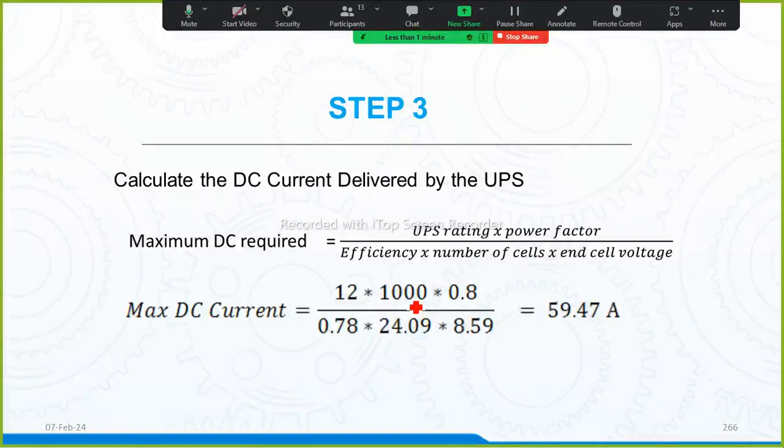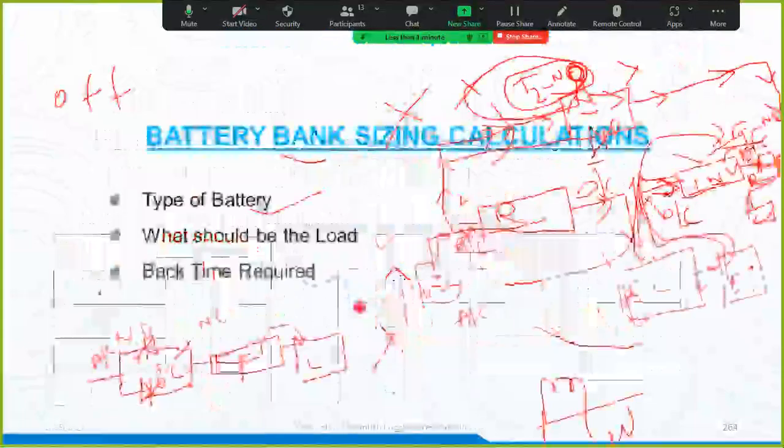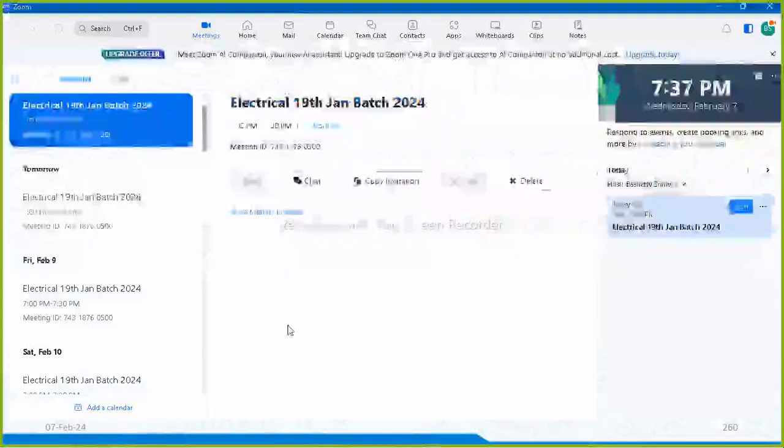Here I'm calculating the DC current delivered by the UPS. Why do I need to calculate the DC current delivered by the UPS? Because that UPS which you got is 12 kVA. We found the size of the UPS here, 12 kVA, and this UPS has to handle the whole load.